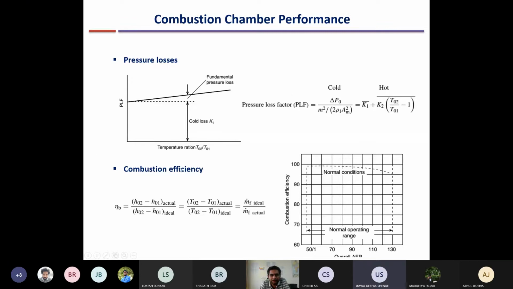Okay. The second important parameter is the combustion efficiency, and we have discussed combustion efficiency and how to take it into cycle calculation. But how does it vary? That also we can briefly discuss.